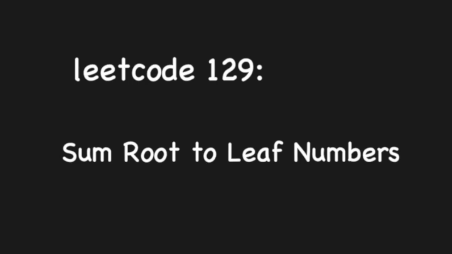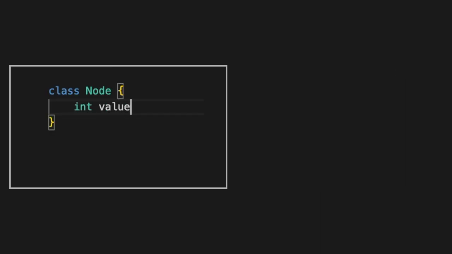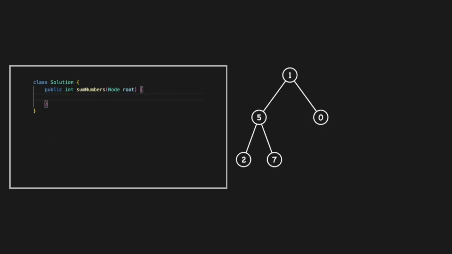Let's implement Leetcode 129. Given the root node of a binary tree, with each node having a value from 0 to 9, we're asked to return the sum of all paths from the roots to the leaves. Now, in addition to having an integer value, each node has a pointer to its left child and a pointer to its right child, which are both null by default.